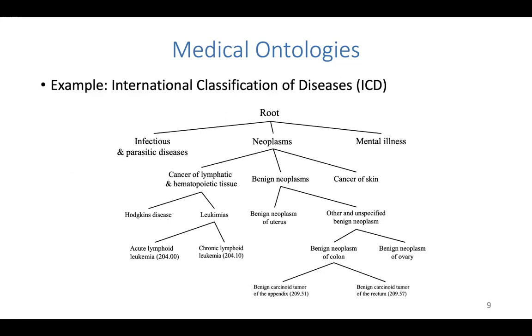So let's take a look at the neoplasms first, specifically. Under neoplasms, there are different types of neoplasms. There's cancer of lymphatic, tumors on the lymph side, hematologic lymphomas. Then there's benign neoplasm, which are benign tumors, and then cancer of skin, skin cancer. And underneath benign neoplasm, there is benign neoplasm of uterus, benign tumors on the uterus side. These are other benign tumors. And then underneath unspecified benign neoplasm, there is benign neoplasm of colon, the rectum side, or maybe the ovary side.